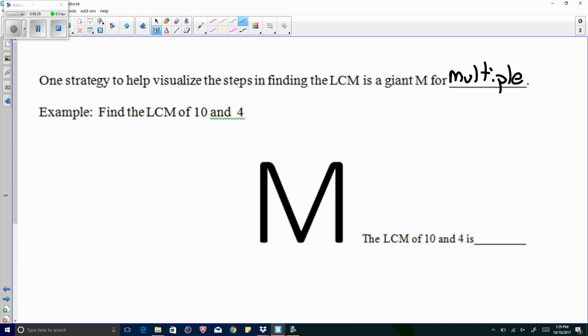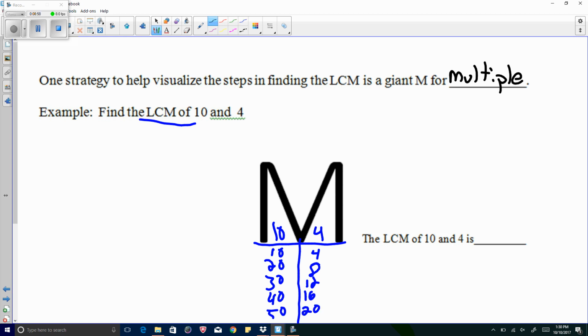So for multiples, here I need the least common multiple of 10 and 4. So I'll use my giant M, and I'll put in a 10 and a 4. Draw a little line, kind of make a T-chart. I'll list the first few multiples of 10 being 10, 20, 30, 40, 50, and then I'll stop there. Now I'll list some multiples of 4. We have 4, 8, 12, 16, 20.